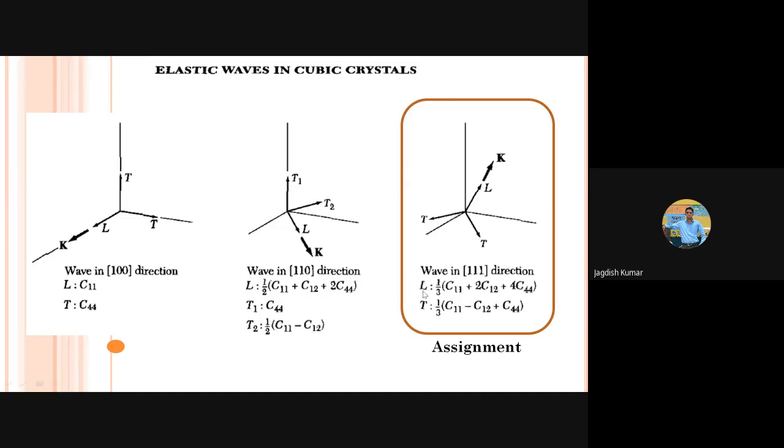You will derive the expression for velocity for longitudinal and transverse modes in case of propagation of wave along the 110 direction. And there you should be in a position to prove that the two transverse modes are going to be degenerate in this case, and the longitudinal mode will be given by this.